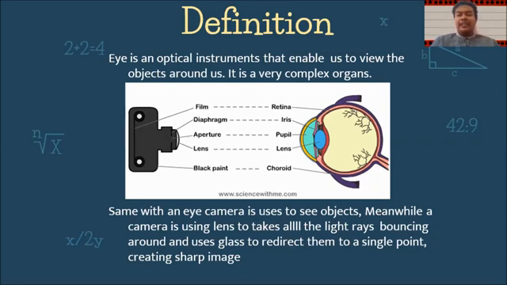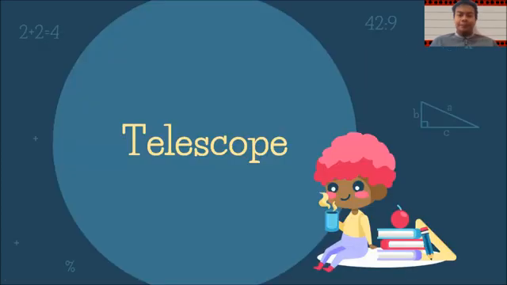As you can see in this picture, there are comparisons between camera and eye. There are film and retina, diaphragm and iris, aperture and pupil, and the eye has a lens also, and black paint in the camera is the choroid in the eye. Enough, and we jump to the next topic.